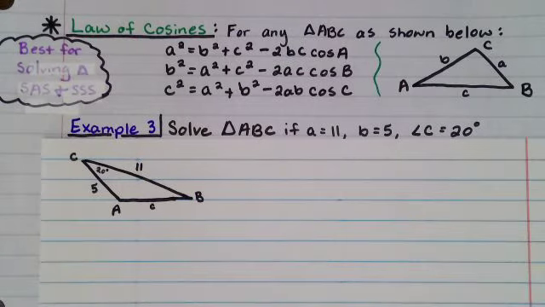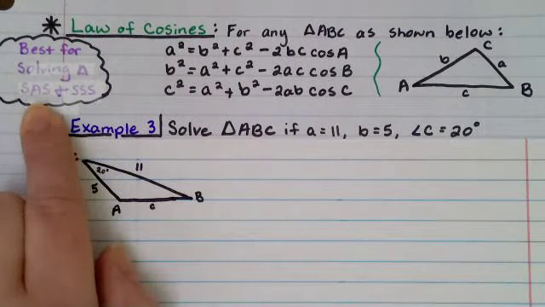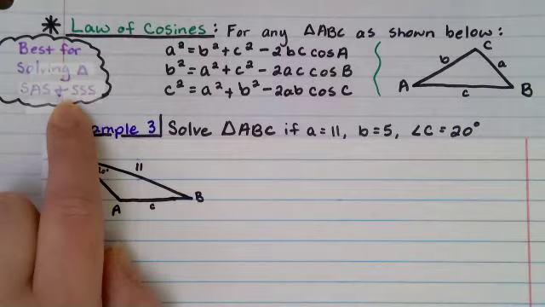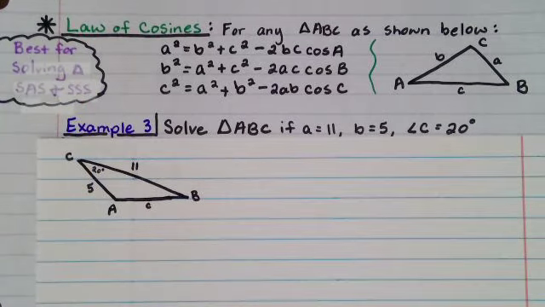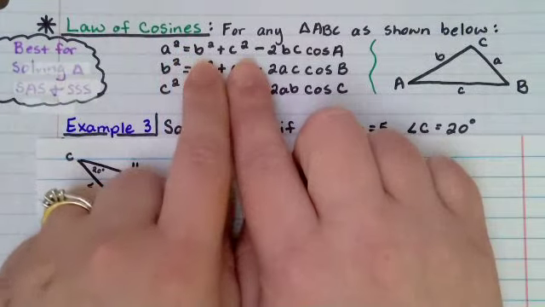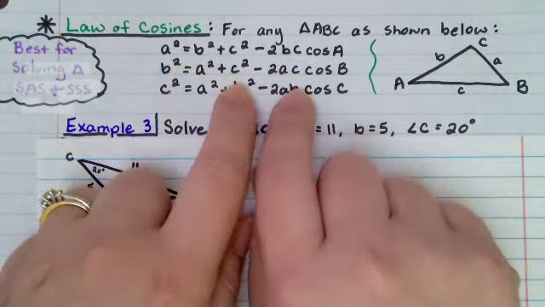So we're going to start off first of all by talking about when it's appropriate to use the law of cosines. And when we use the law of cosines, it's for scenarios such as side angle side or side side side. That's what we will use the law of cosines for. So when we have a triangle that meets those requirements or that criteria, then we're going to use this law, and you can see these equations, how they're set up.